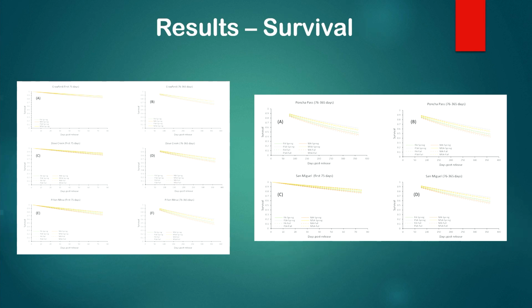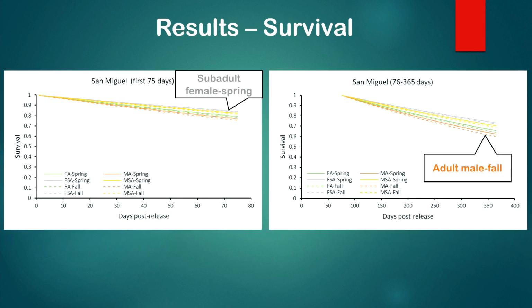On the left is 1 to 75 days, and on the right is 76 to 365. You notice all three of those survival curves are very close, and believe me, the confidence intervals all overlapped. But what's interesting is the trend that we saw. The subadult females released in the spring had the highest survival rate, whereas on the right and on the left, the adult males in the fall had the lowest survival rate when we translocated those. Generally, the survival curves are all exactly the same on both slides, just with a little different positioning on the slide.